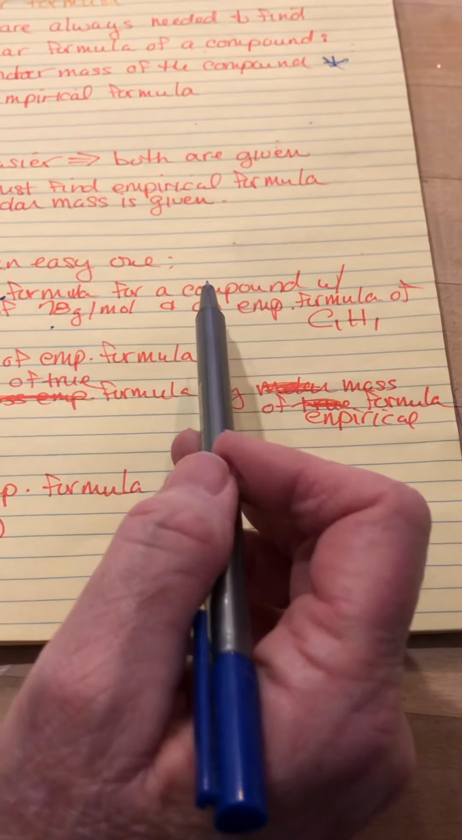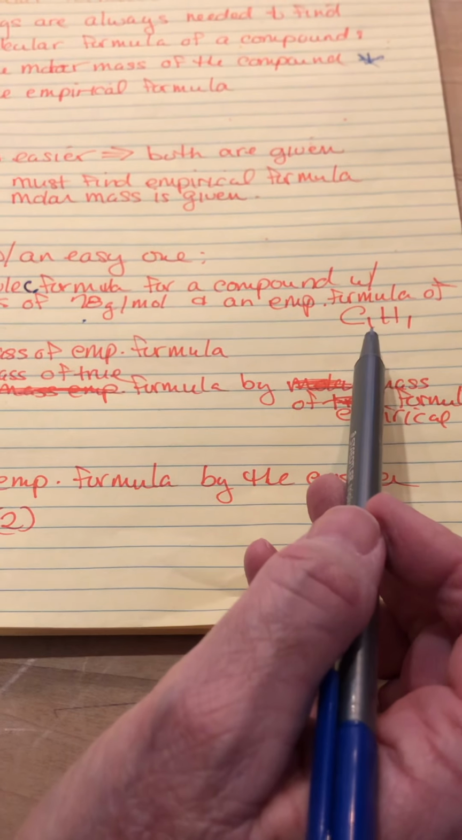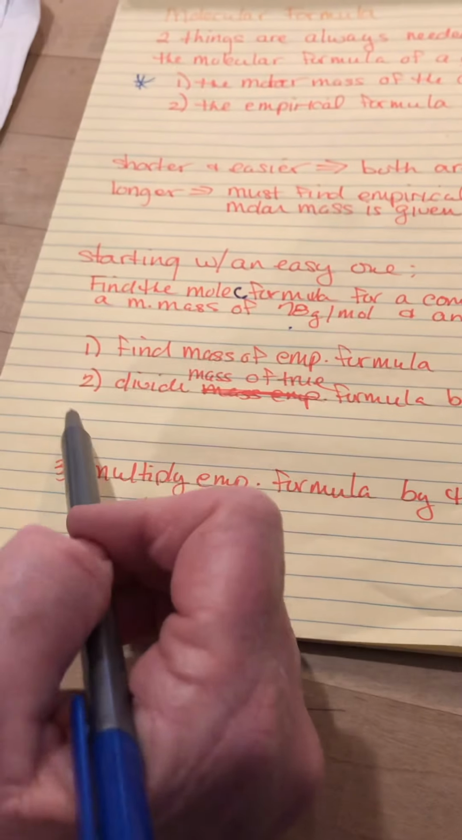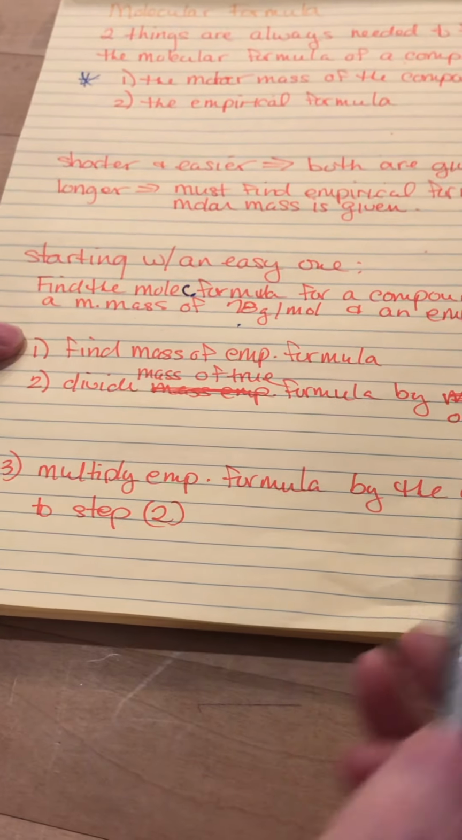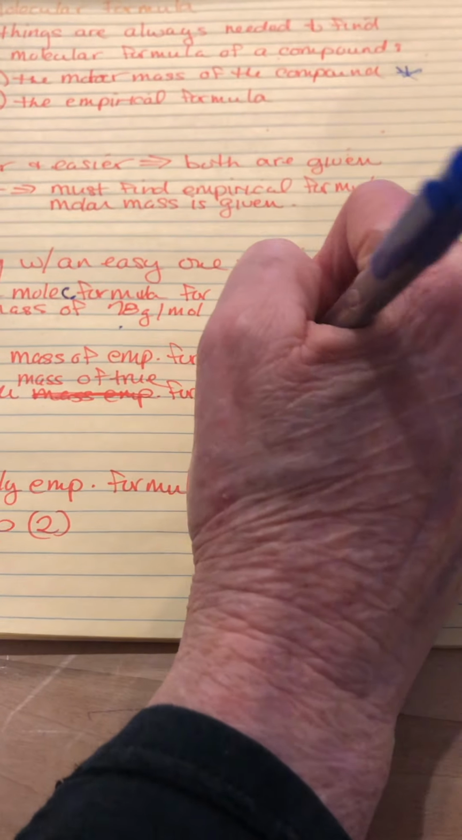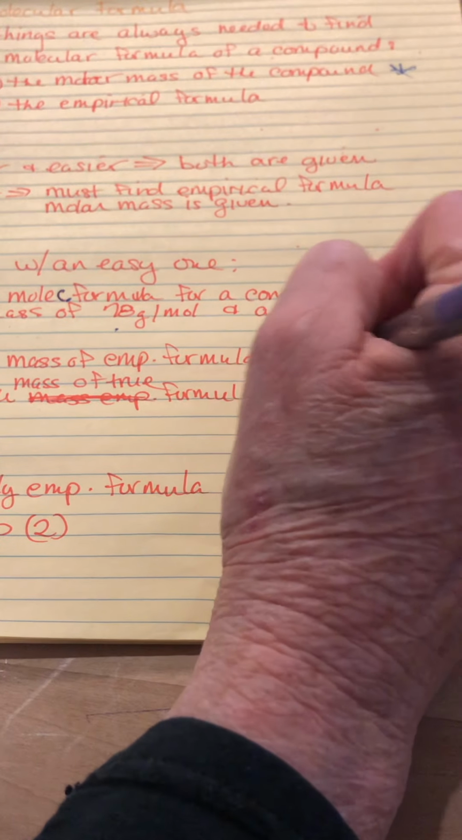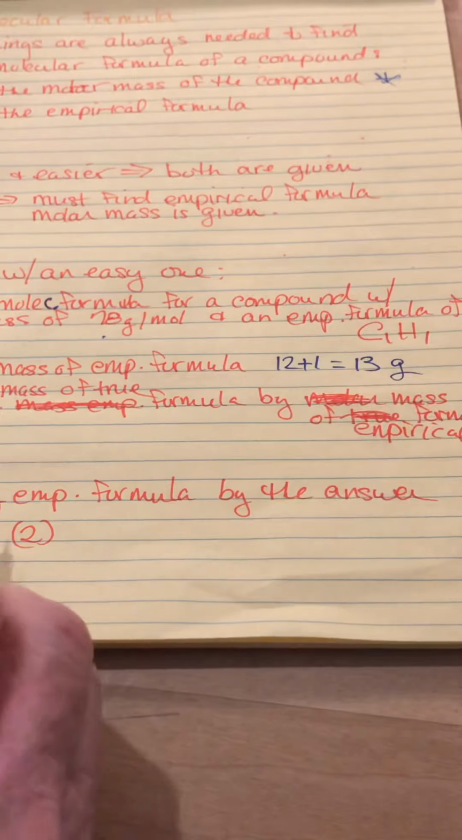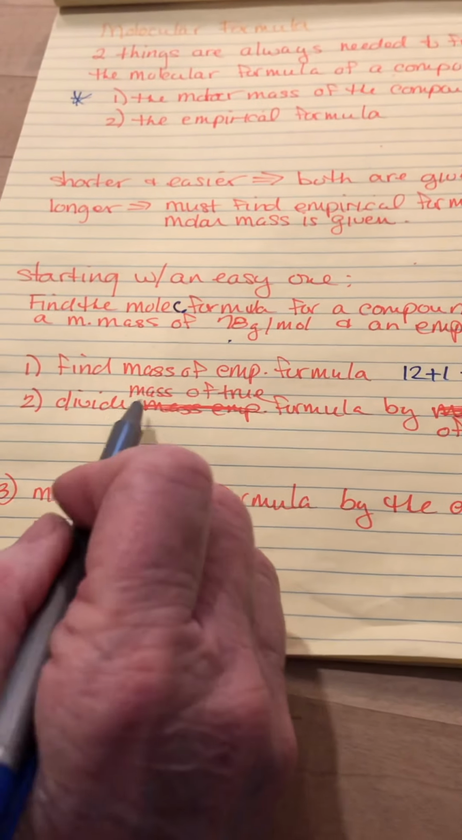When you are at this point in your problems, even if you have to solve for your own empirical formula, you're going to always do these three steps. First, you're going to find the mass of the empirical formula. You've got one carbon and one hydrogen, so 12 plus 1, again, I'm doing this as simply as I can, is 13 grams.